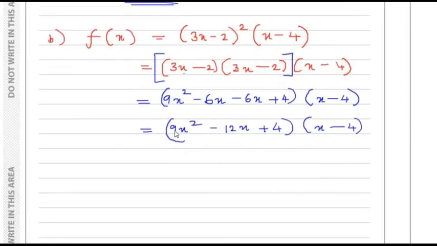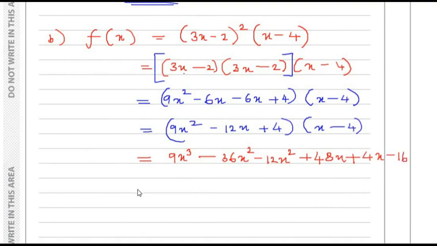Now I am going to expand this bracket along with this bracket. So 9x square with x gives us 9x cube. 9x square with minus 4 gives us minus 36x square. Minus 12x times x gives us minus 12x square. Minus 12x times minus 4 gives us plus 48x. And plus 4 times x gives us plus 4x. And plus 4 times minus 4 gives us minus 16.